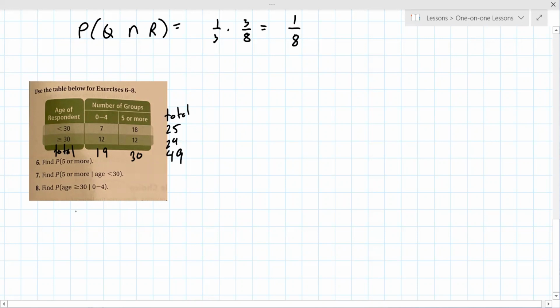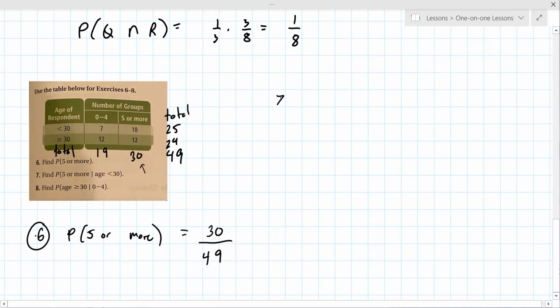Okay. So number 6 is the probability of 5 or more. 5 or more is this column here. So how many are in this column? 30. 30 out of the total 49.